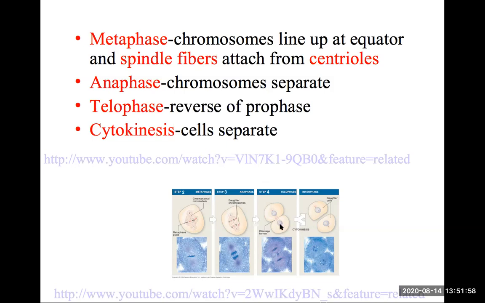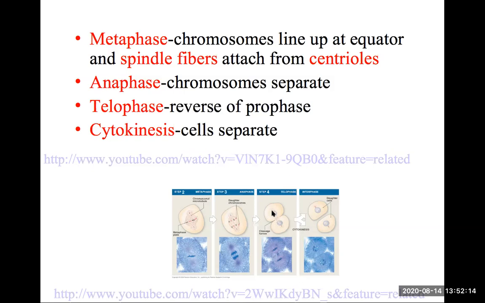And then in telophase, we just reverse everything we did in prophase. So the DNA is going to unravel and the chromosomes will no longer be visible. And the nuclear envelopes reform. But now we have two, one for each cell. Okay, that is the end of mitosis.